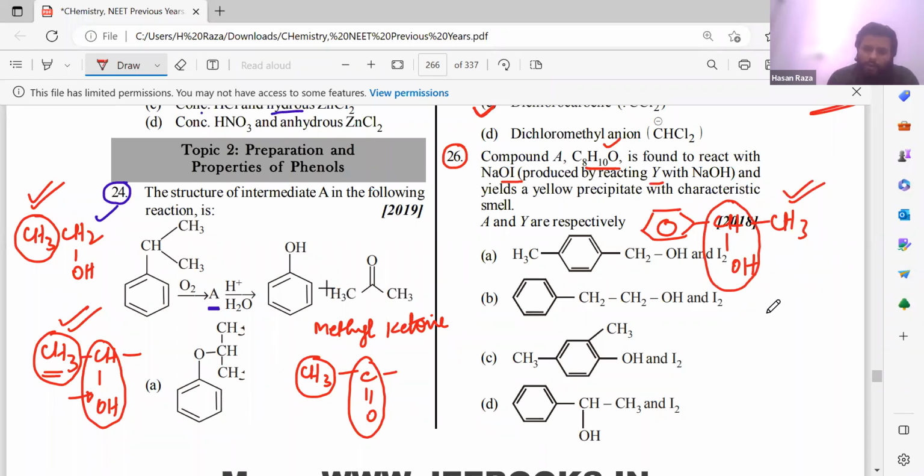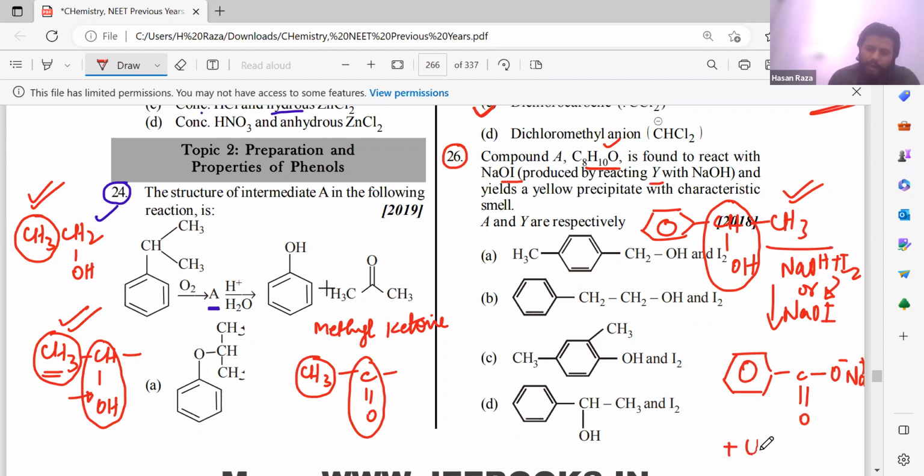Now what you are going to do is react this with NaOI, or you can write NaOH in the presence of I2. This will give this basically. So this will be oxidized basically: C double bond O, and then here comes O negative, Na positive. And this part will be iodoform, CHI3. It is very important to note that this is a yellow precipitate. The color is yellow precipitate. So the answer that you will get is what? This is your answer, D.